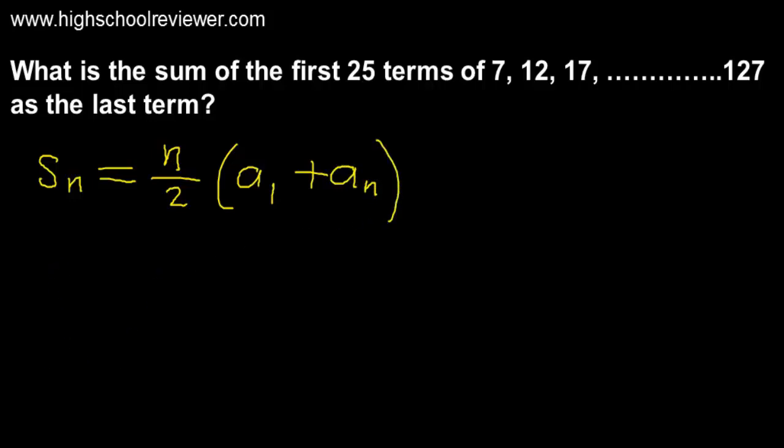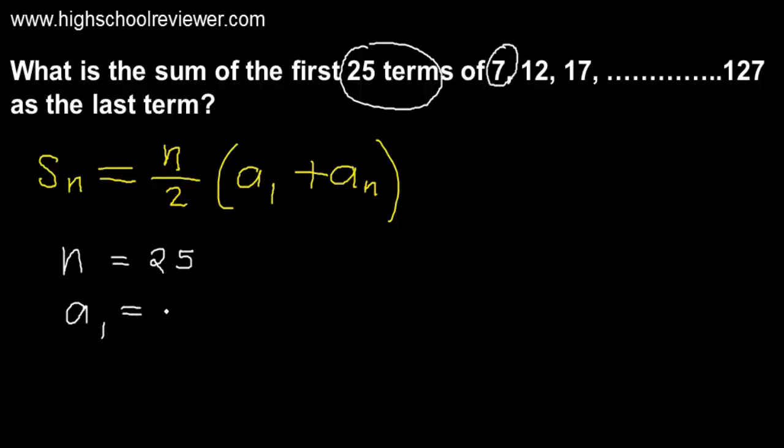Okay, so in our given here, our n, or the number of terms, is 25 because of the 25 terms. So our n here is 25. And our a sub 1, or our first term based on the given, is positive 7. And then our a sub n is a sub 25, since our n is 25. And our last term here is positive 127.